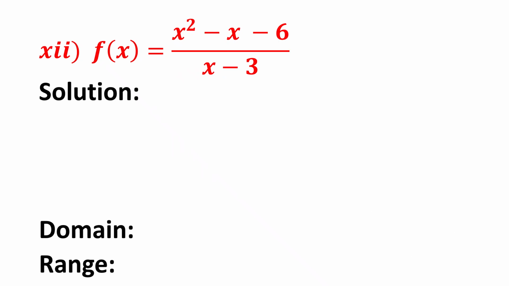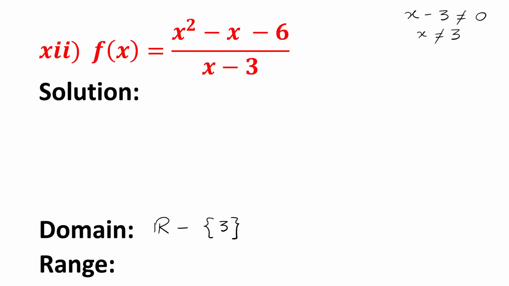This x minus 3 should not equal 0. So x shouldn't equal positive 3. And the domain will be the set of all real numbers excluding this 3.